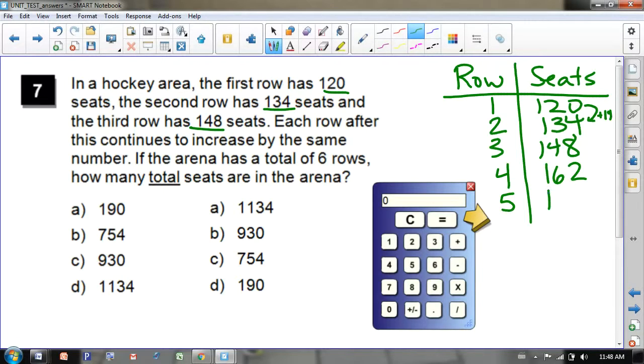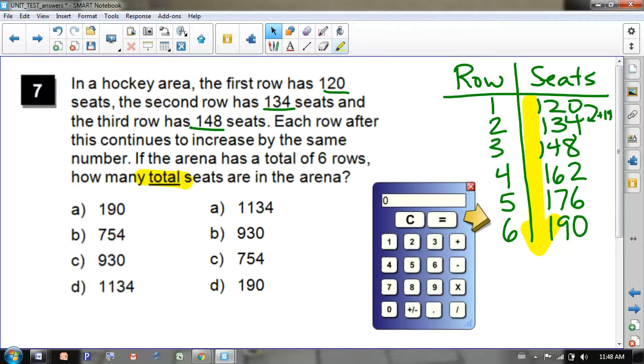And in the 5th row, we have 176. And then in the 6th row, there's 190 seats. Now, a lot of students circled 190 as the answer, but the key to this question is this word here. It asks for the total number of seats in the arena, which is basically the sum of all of these. So that's what a lot of students made the mistake of.